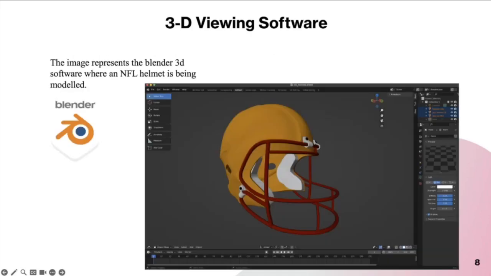And this is the one which I made last semester for designing an NFL helmet in Blender. Blender is one such software which allows you to make 3D images with very good rendering and look. So these are very helpful tools where you can put your imagination into the picture.